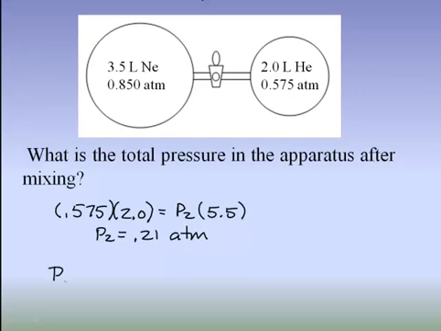So now, to get the total pressure, I just add the partial pressure of neon and the partial pressure of helium. Partial pressure of neon was 0.54 atmospheres. Helium was 0.21 atmospheres. So the total pressure in the container is 0.75 atmospheres.